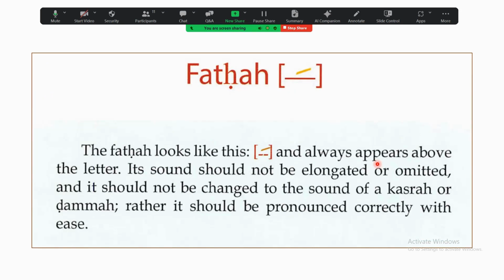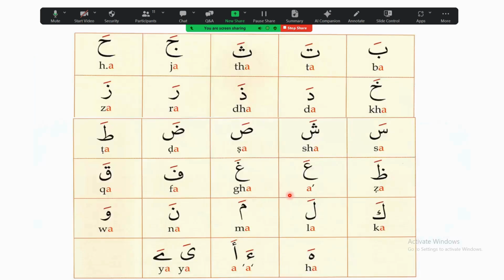Moving on to the fatha. The fatha looks like this, the symbol which is above a letter and always appears above the letter. Its sound should not be elongated. So the same thing, okay? We will just move on to the exercise quickly. Here you see all of the letters with a fatha symbol on top of them. So how do we make the sound?